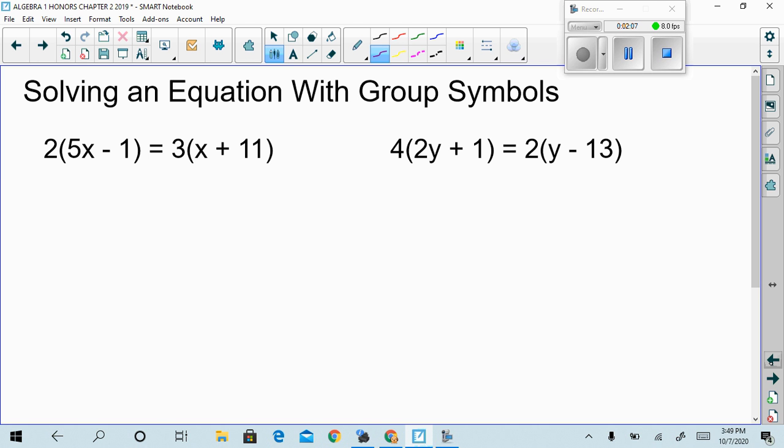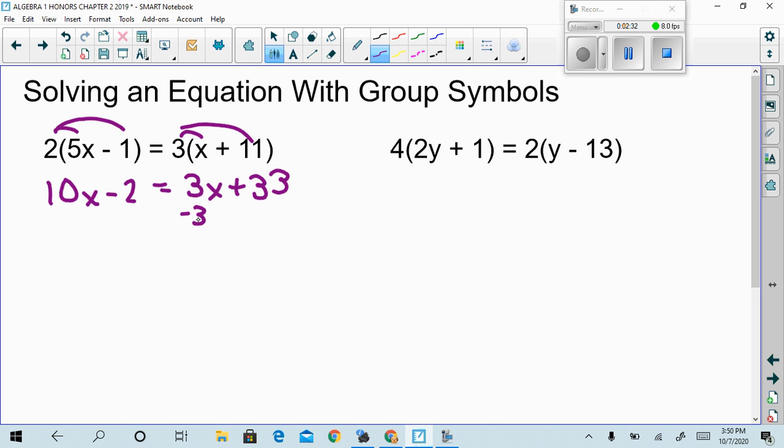Now let's look at some equations that have grouping symbols. If we see parentheses, we'll start by distributing. We'll distribute the 2, and we get 10x minus 2 on the left. We'll distribute this 3 and get 3x plus 33 on the right. Now you look and you see that once you have simplified, you have variables on both sides, it's time to collect them to one side. That's the very next step in order to isolate your variable.